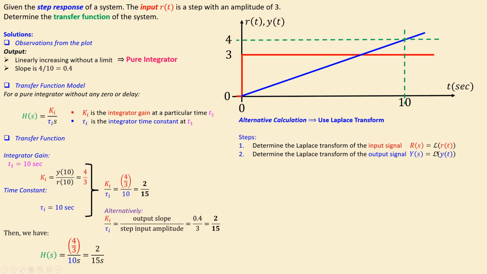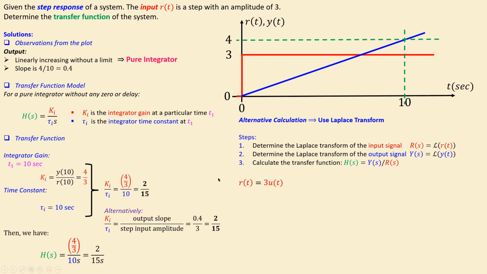The second step is the determination of the Laplace transform of the output signal, which is Y, and that is then again the Laplace transform of your time representation of your output signal. And these two signals we need to determine mathematically as a time function. And then using those R and the Y, we can have the H, which is then Y over R, which is then just a transfer function. And that will give the exact same transfer function as we have here.